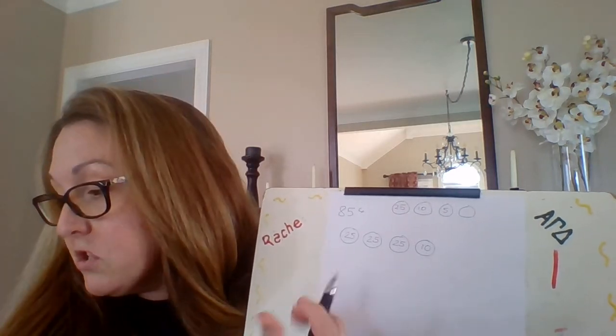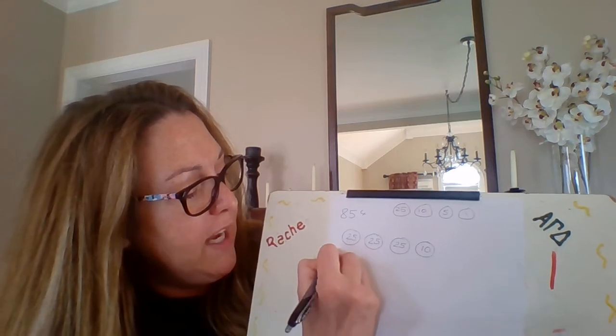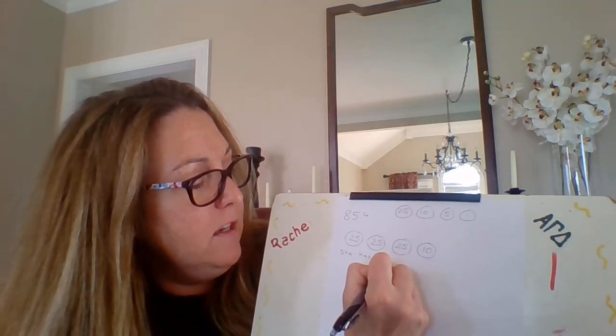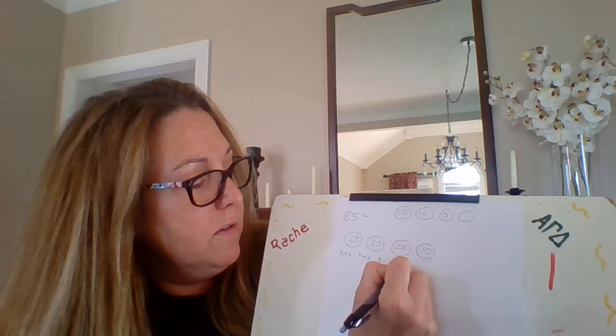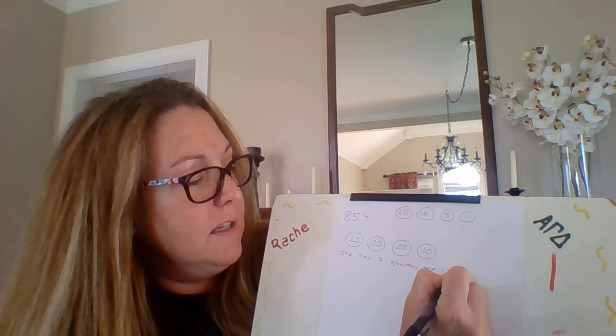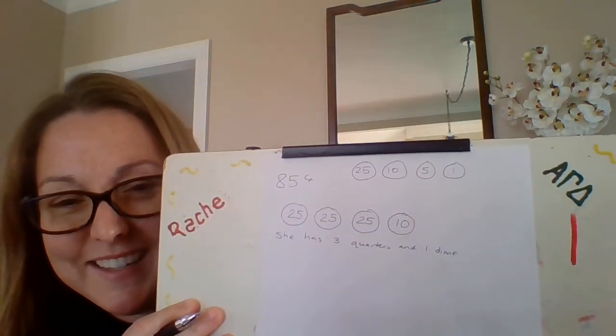So the question was, she has 4 coins. What coins are they? She has 3 quarters and 1 dime. I think I wrote that kind of small and kind of messy.